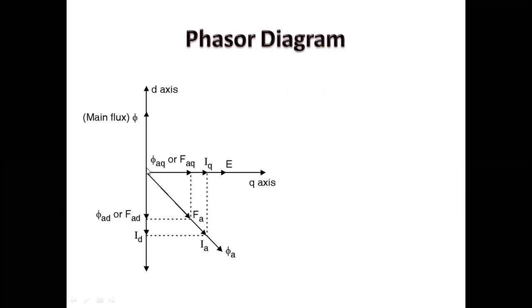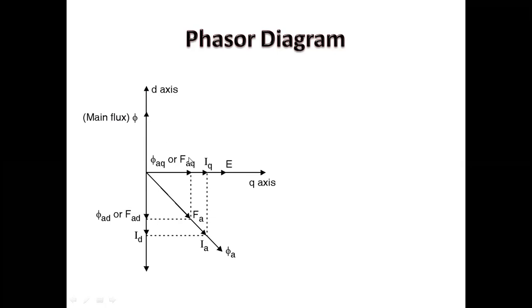So first, direct axis flux D is plotted as a reference, which is known as main flux produced by main poles. So this is D axis, vertical reference. Main flux acts along D axis. So main flux phi is plotted. It is also known as the axis of reference.